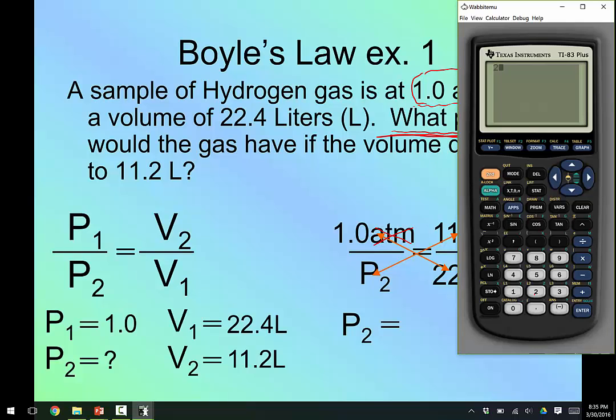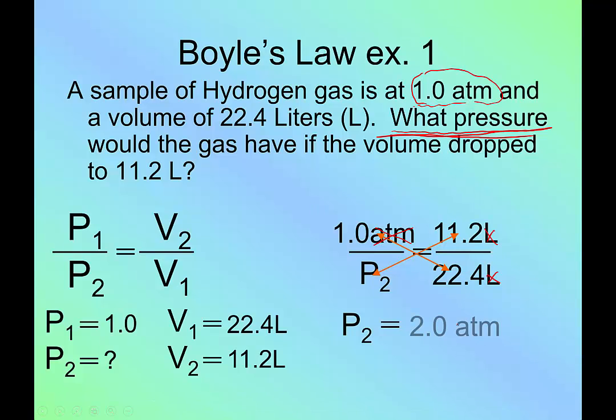So I'm going to do 22.4 times 1.0. Okay? Obviously, that was 22.4. I'm only doing it so you guys can see it. Now I divide by the thing connected to the variable. So the 11.2 is connected to the variable. So I go divided by 11.2, enter. So my answer is 2. Exactly 2. Well, since the volume went down by half, I'd expect my pressure to double, so that kind of makes sense. So now I can see that my answer is 2.0 atm.